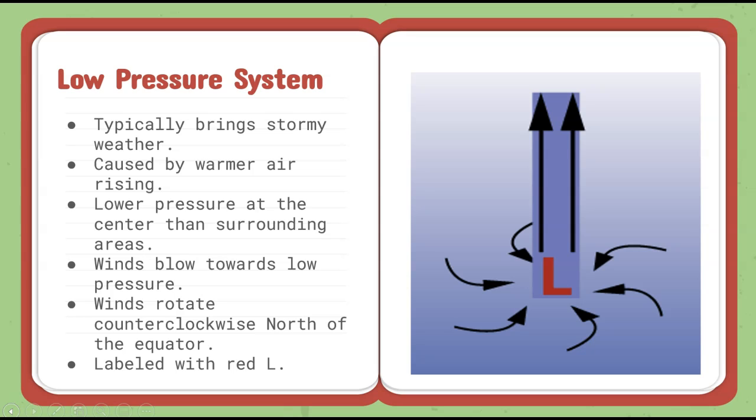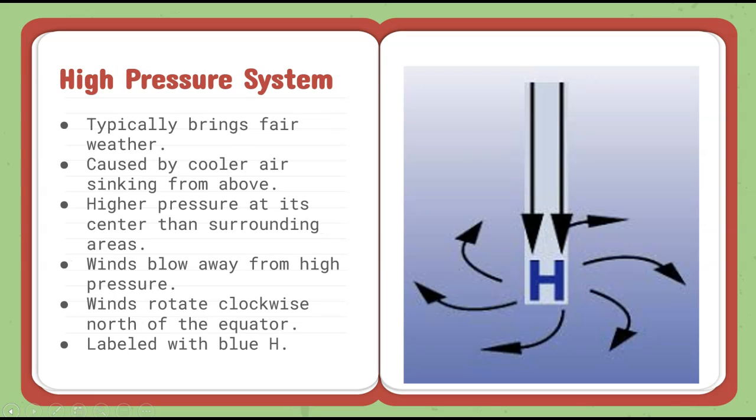So you can see, meteorologists on the news use the red L to identify where a low pressure system is located. The second type of pressure system is high pressure system. High pressure systems bring fair weather, usually maybe a few clouds, but no precipitation.